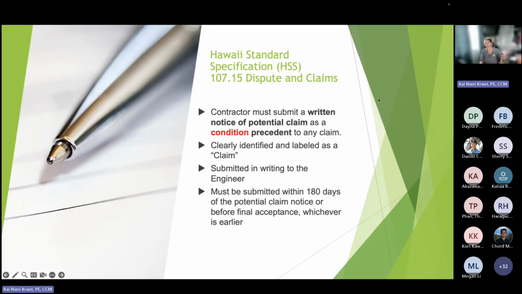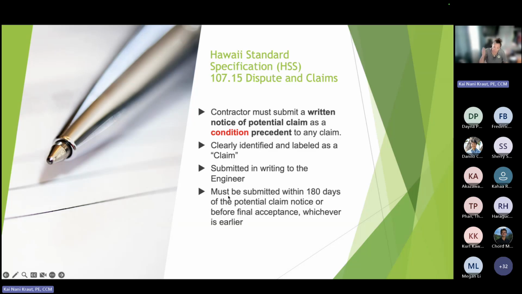Okay, so under 107.15, the contractor must submit written notice of potential claim. Again, through this series, we are going to beat this stuff to death. And if you get out of this series and don't have some of this in your head, like I said, I think a nice little infographic would help. Clearly identify and label it as a claim. There are other requirements under 107. If they don't do that, those are conditions precedent to the claim, we can deny it in totality. They're waiving their rights under the contract.